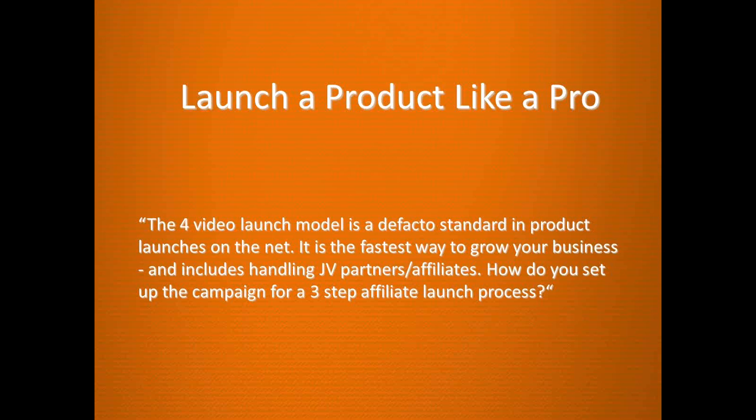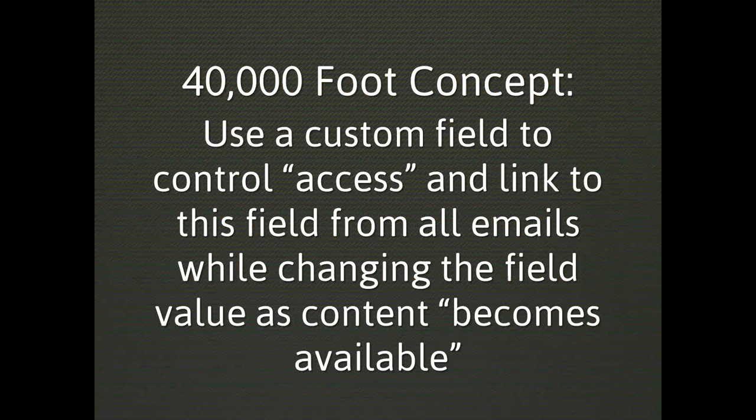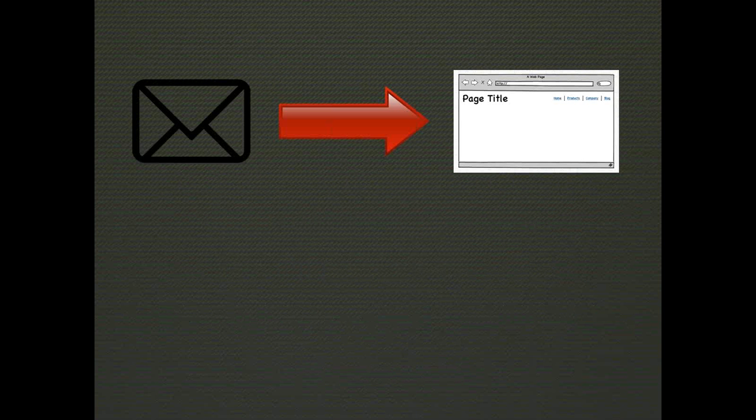The concept is actually pretty simple. High level, 40,000-foot concept is we're using a custom field to control where people are going to go from these launch emails. And whenever content gets unlocked or becomes available, all we're doing is we're just changing the value of that custom field. So maybe it'd be a little easier to understand this visually.